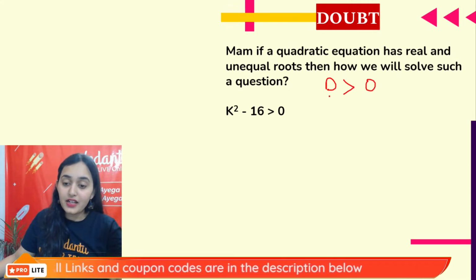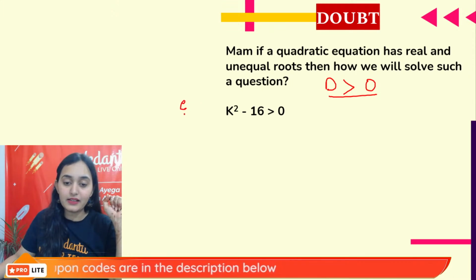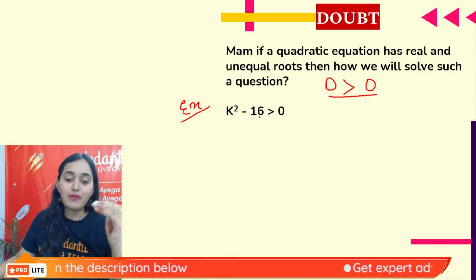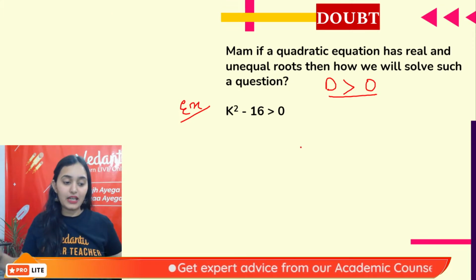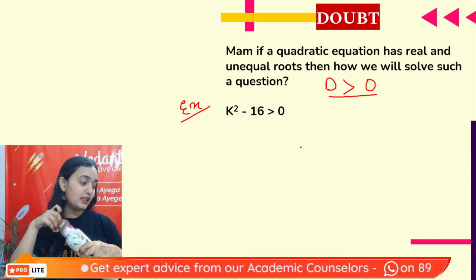Right? Now, if the discriminant is greater than 0, let us take an example. K square minus 16 is greater than 0. So, what is going to be the solution of this inequality? Can anybody tell me? K square minus 16 greater than 0?